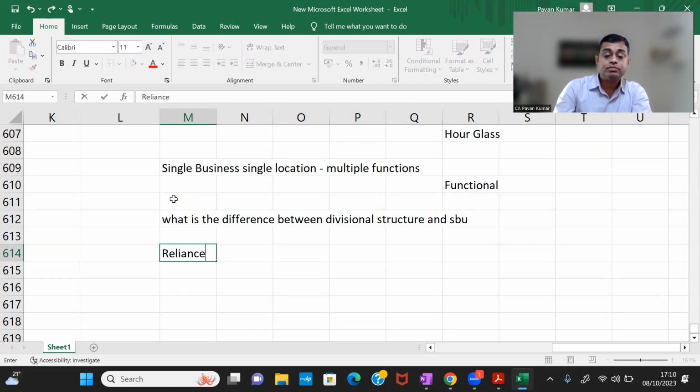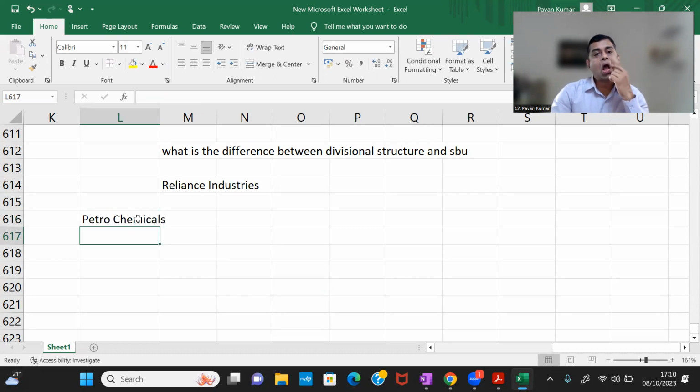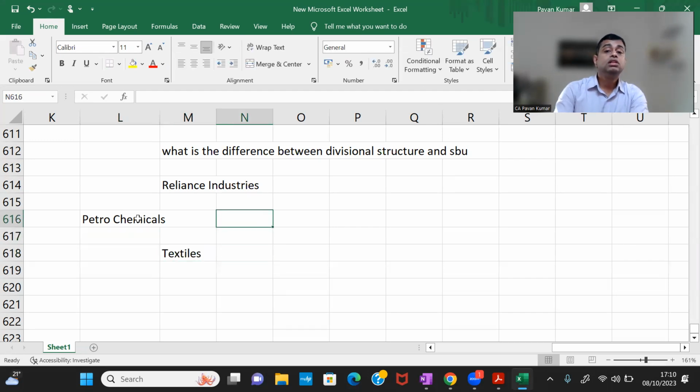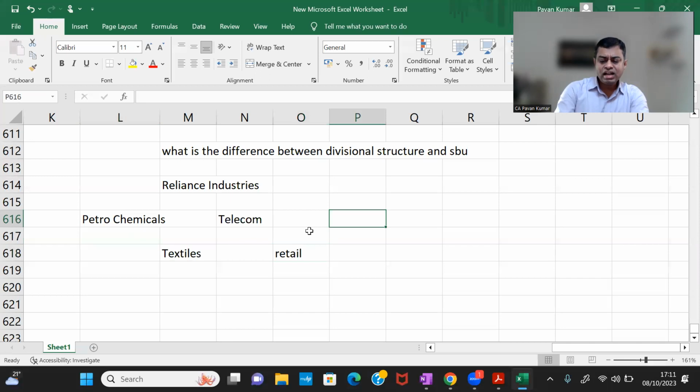Now, if you look at Reliance Industries, their primary top-notch number one business is petrochemicals. First and foremost, the biggest segment is petrochemicals. Then they are into textiles. Then they are into telecom. Correct? Jio. They are into so many things, not only these three, but these are their big divisions. And then comes retail. Then comes Reliance Jewelry. What not? They are into everything. Now, this is division one, division two, division 3, division 4, division 5. But in retail, again, there can be 4 SBUs or 10 SBUs, 20 SBUs, 2 SBUs.